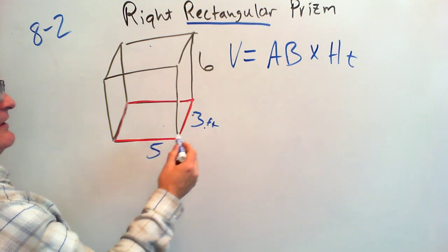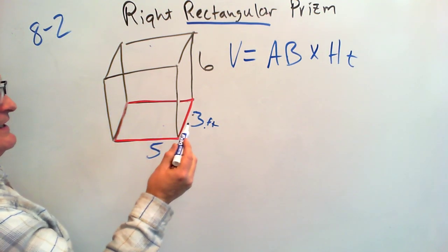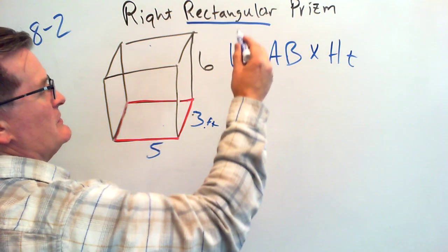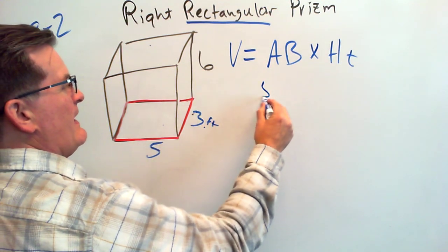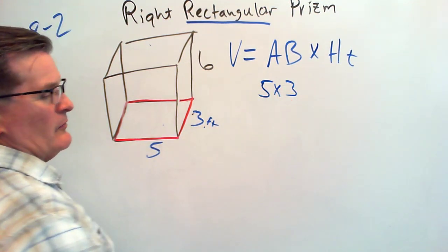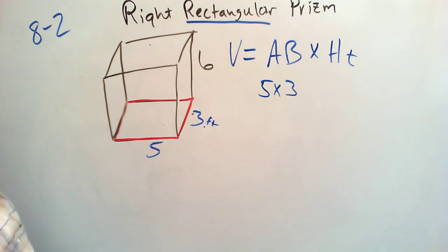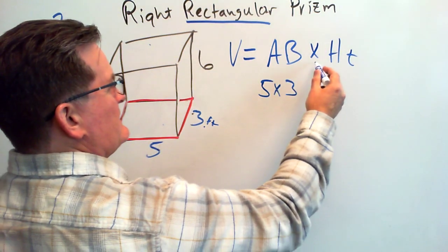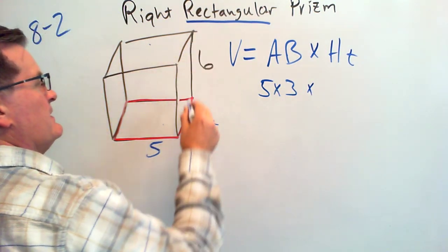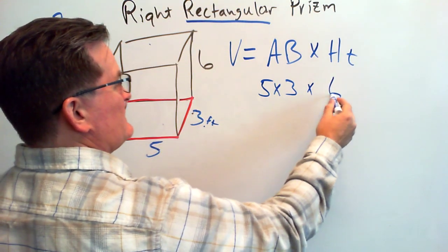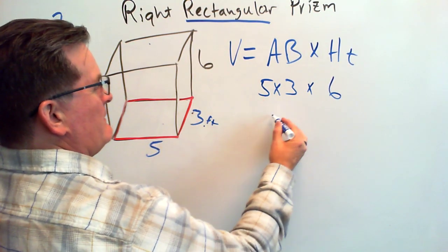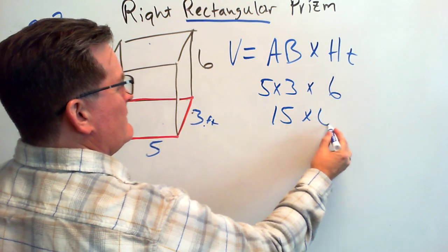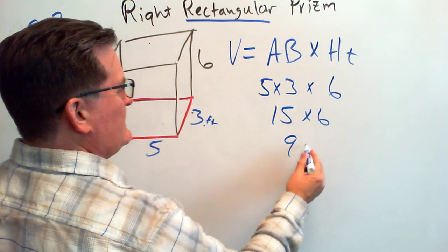It's really simple. We already know how to find the area of the base of a rectangle, because a rectangle is length times width. So the area of the base is 5 times 3. You could probably do that in your head. So that's the area of the base, and then times the height. The height is the remaining dimension, which is 6. So it's a really simple figure to find the volume of. 5 times 3 is 15. 15 times 6 is 90.